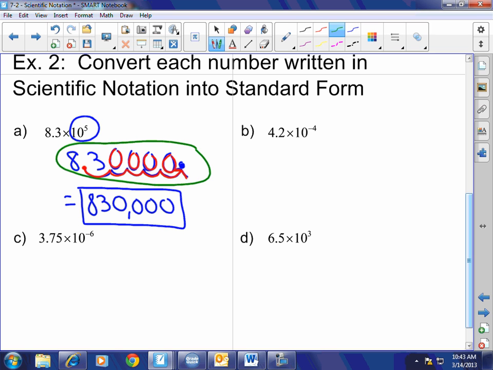B, 4.2 times 10 to the negative 4th. Put the 4.2 here, and then which way am I going to go? To the left. Absolutely, my brother, to the left. You're going to go 1, 2, 3, 4. Put an arrow showing that that's where your decimal is. Fill in the baskets with zeros. Rewrite it nice and pretty.